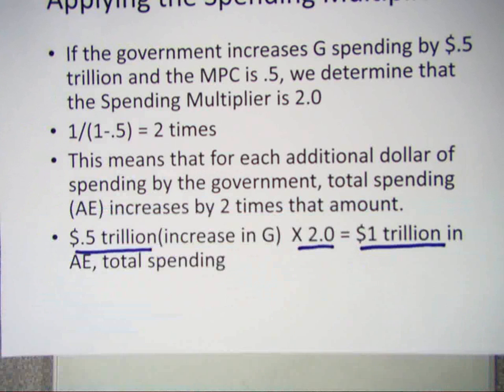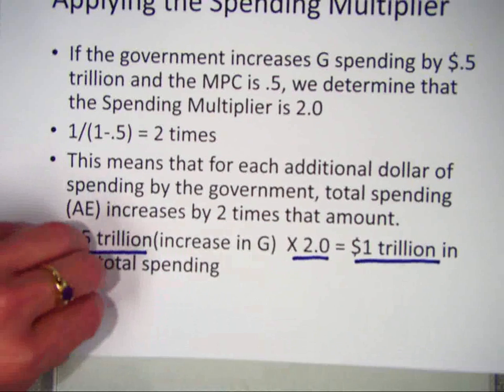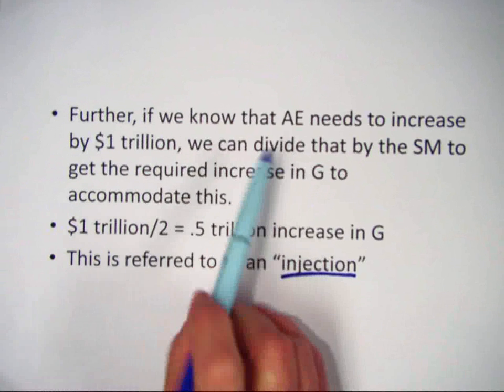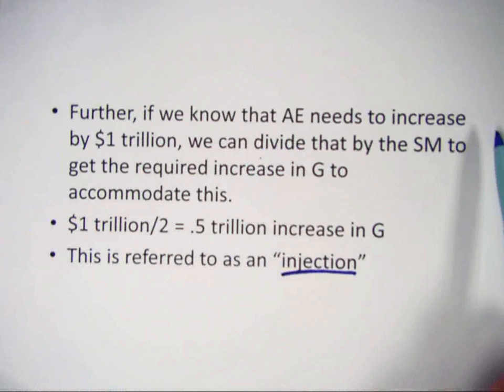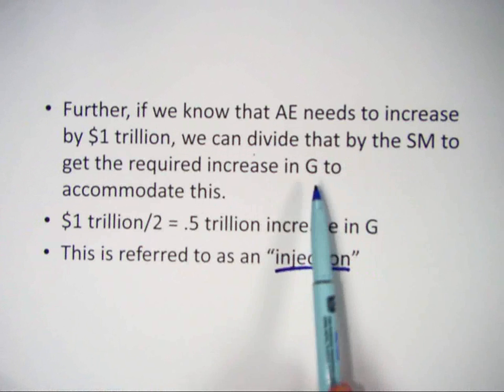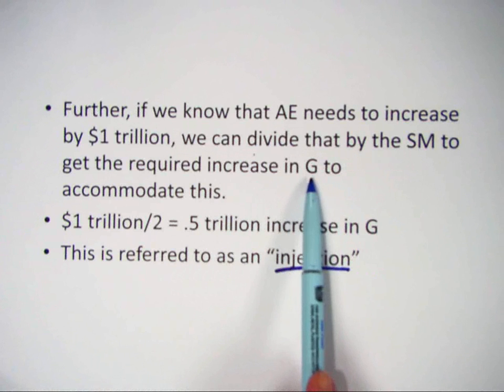Okay? So looking at some notes, just going over this, we'll just review that. If we know that aggregate expenditures needs to increase by $1 trillion, we can divide that by the spending multiplier to get the required increase in government spending to accommodate it.